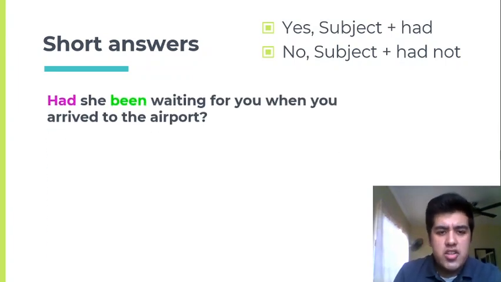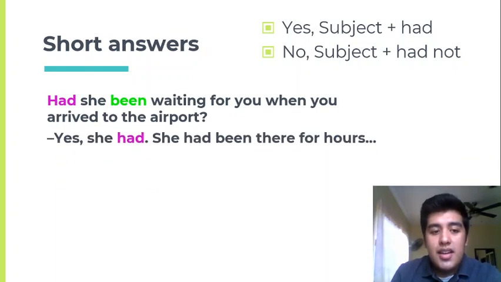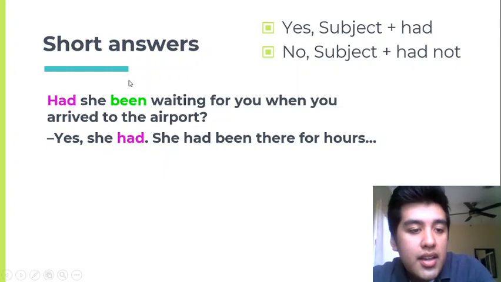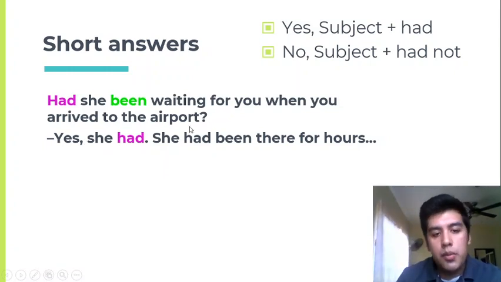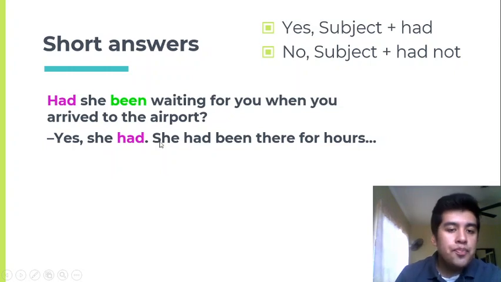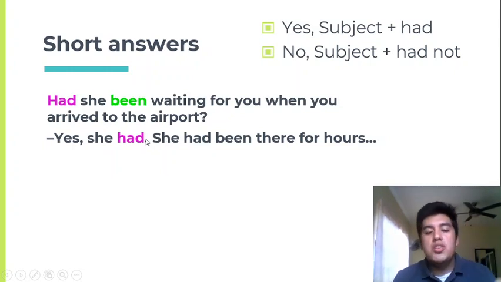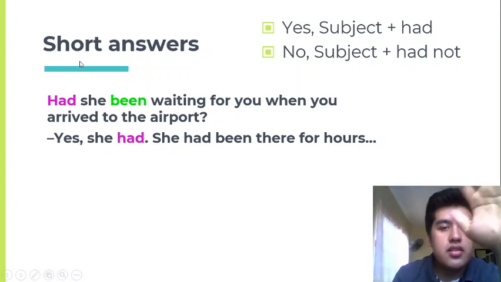For example, had she been waiting for you when you arrived at the airport? Yes, she had. She had been there for hours. Well, yes, she had. This is my short answer. This is a complement of my answer. But if I want to say only yes, I can say yes, she had, and that's enough.